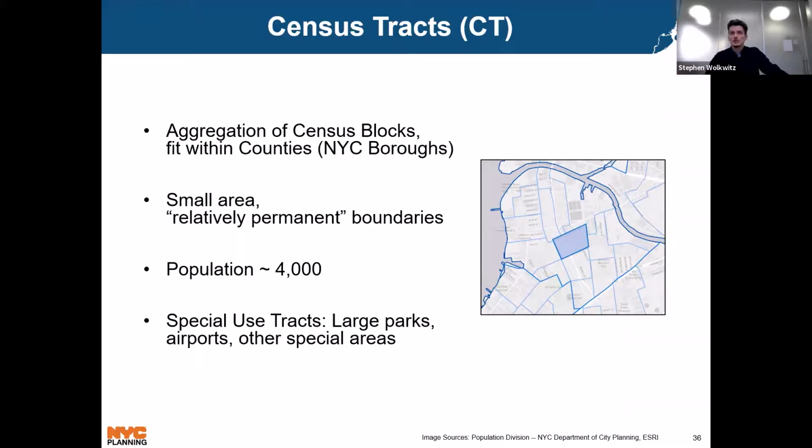They're small area geographies. They're intended to have relatively permanent boundaries, so they don't change too much, but I will talk about the changes. Now, nationally, census tracts have an average population of around 4,000 people. It tends to be a bit higher in New York City, especially Manhattan, just because of the density here. I'll talk about how that factors into the changes. And then there's also special use tracts, which can have 0 or no population, and these tend to represent special areas like large parks or airports, and that corresponds with some of those same special NTAs that I called out earlier.